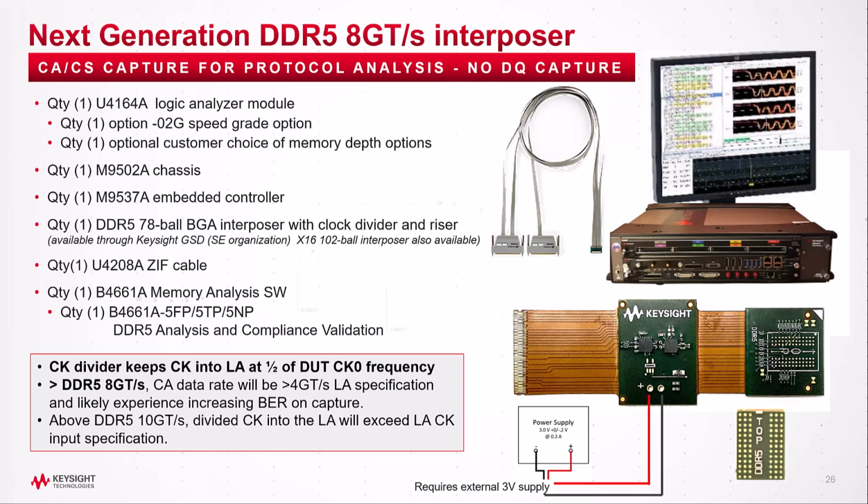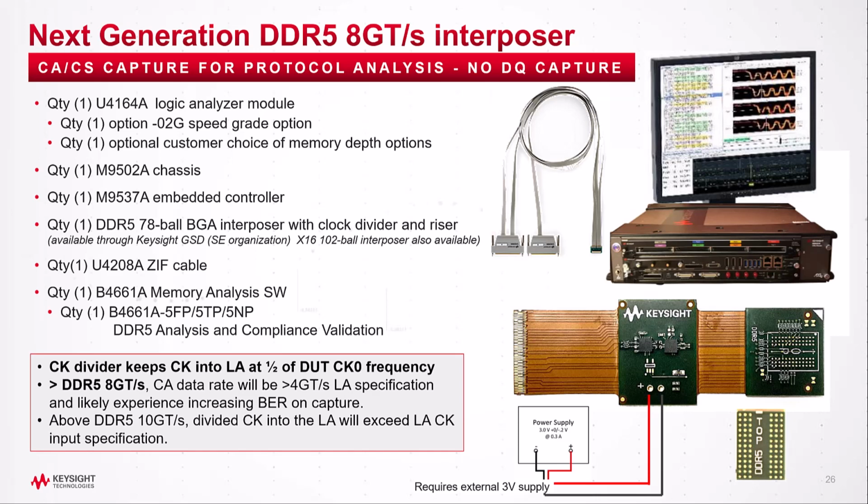Once you go over DDR5 8 gigatransfers per second data rates, the data rate of the DDR5 CA is going to be starting to exceed 4 gigatransfers per second, which is the LA typical specification. And above that speed, you'll likely experience increased bit error rate on captures. Above DDR5 10 gigatransfers per second, the divided clock into the LA will exceed the LA clock input specification of 2.5 gigahertz.